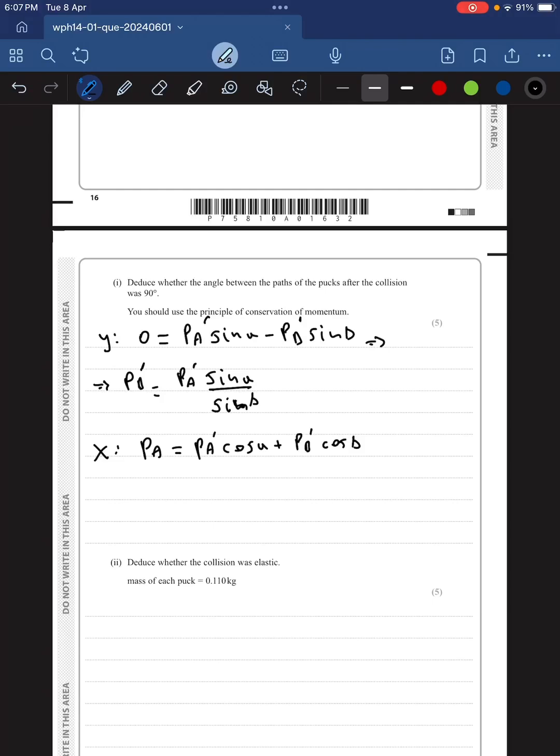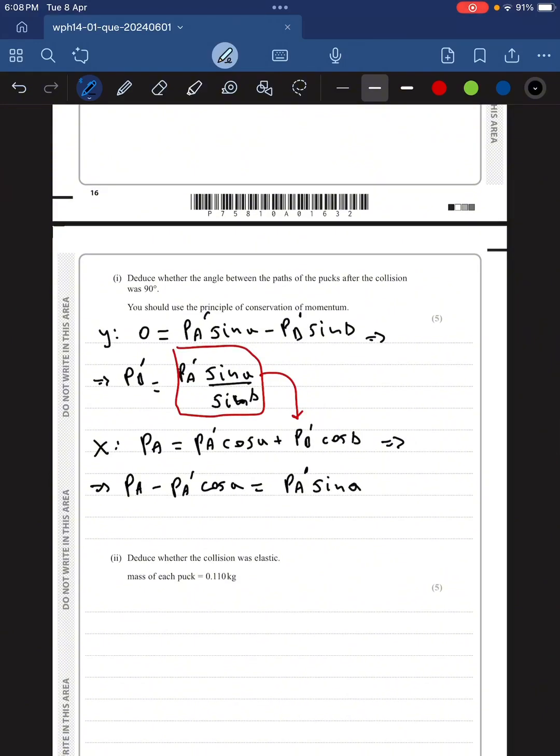And if I bring PA prime cosine of A to the left hand side, this is equal to PB prime cosine of B, but I can insert this PB prime from the Y condition, right? So PB prime is PA prime sine of A and then over tangent of B. I went a little bit fast, but this is because you have a sine B in the denominator and a cosine B in the numerator. So sine over cosine gives me tangent of B, all right?